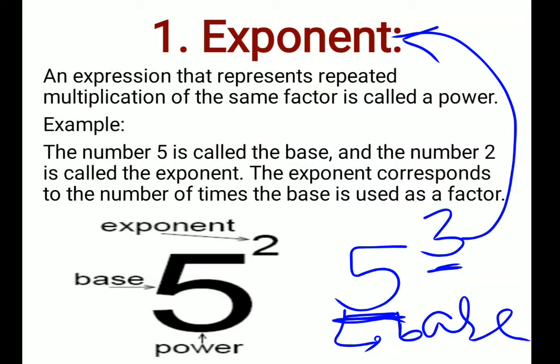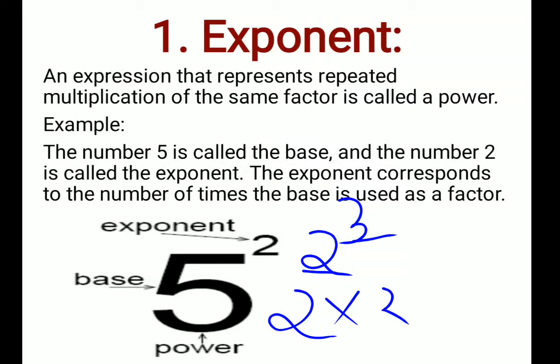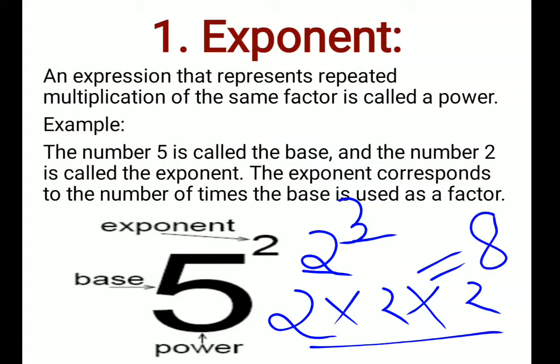The exponent corresponds to the number of times the base is used as a factor. So what does this mean? Suppose I write 2 cubed here, 2 is the base and 3 is the power or exponent. Let us use the term exponent. If you write 2 to the power 3, it means 2 into 2 into 2, right? 2 times 2 is 4, 4 times 2 is 8. 2 cubed is also 8.